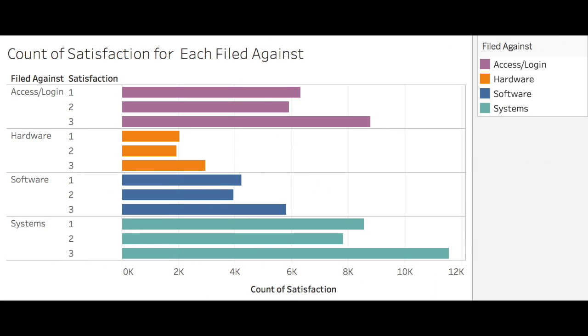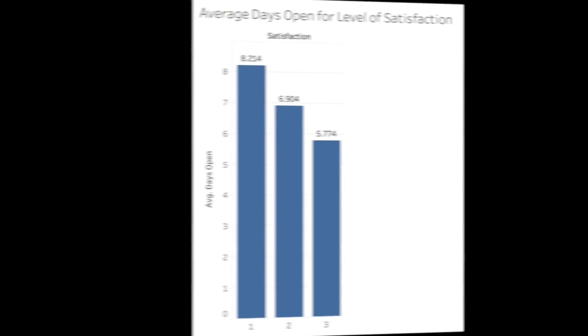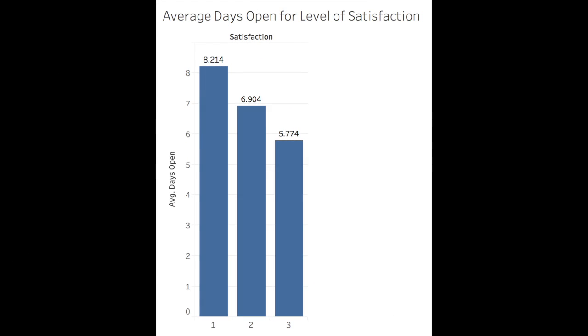In the next bar graph, we are showing each filed against category and level of satisfaction within that category. The x-axis is the count of satisfaction and the y-axis is the level of satisfaction. This graph displays that the overall level of satisfaction is positive for each filed against category. As you can see, systems and access and login are the ones that the employees are highly satisfied with for the request for help.